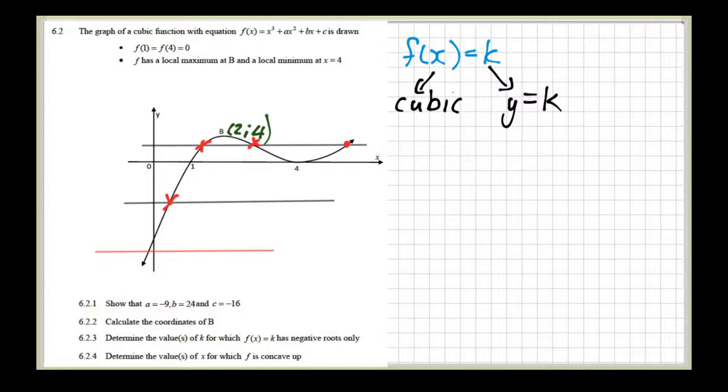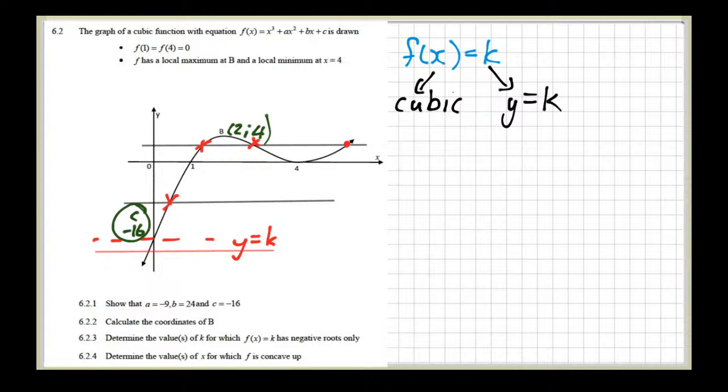So for which values of k, remember y equal to k is this straight line, will it have negative roots? Well, that's everywhere underneath the y-intercept. Now, if I go back to my equation, the y-intercept is at negative 16. If you don't know where I get that, don't worry. It comes from the c value, the constant.